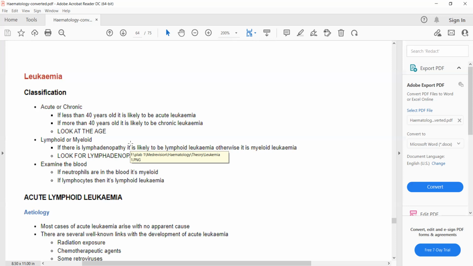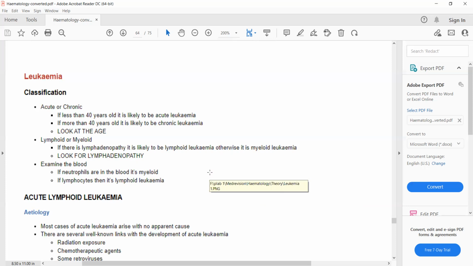The second thing is to decide if it's a myeloid leukemia or a lymphoid leukemia. So if there is lymphadenopathy, it is most likely to be lymphoid leukemia, because we discussed that after formation in the bone marrow, these lymphoid cells such as B lymphocytes and T lymphocytes travel to the lymph nodes, spleen, and thymus, etc. So if lymphadenopathy is present, then it is most likely a lymphoid leukemia.